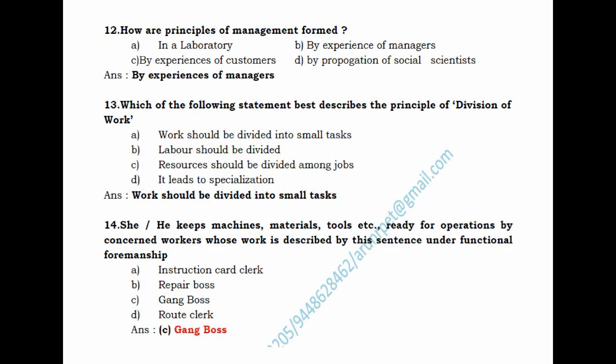The 12th question is, how are principles of management formed? Option A is in a laboratory, B is by experience of managers, C is by experiences of customers, D is by propagation of social scientists. You go through all these options and then come to a conclusion. While I was explaining the principles of management, I told you that they are formed by the experiences of managers. It's not the experience of customers, or formed in a laboratory.